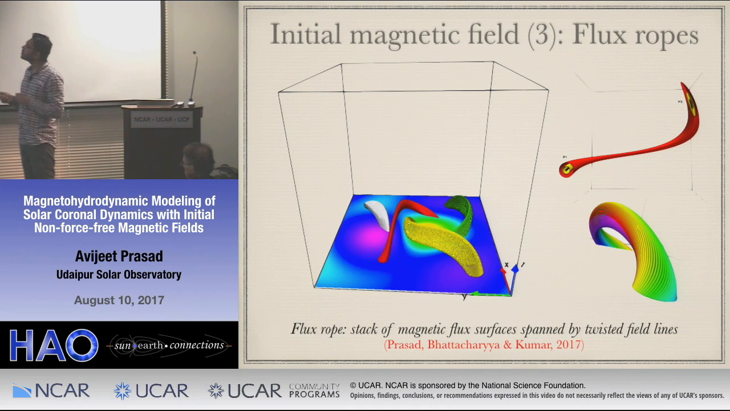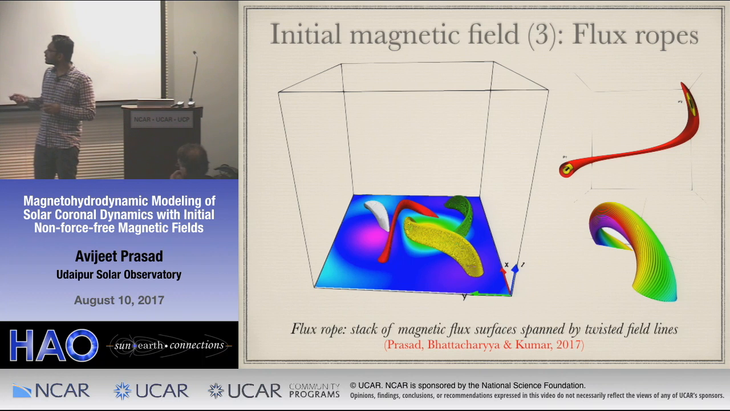Another important feature in the initial magnetic field was the presence of flux ropes. By flux rope, I mean a magnetic flux surface which is comprised of twisted magnetic field lines. There were four flux ropes present in this initial field. This red flux rope is overlying the central polarity inversion line. We will look at the dynamics of this flux rope in more detail in the simulation.